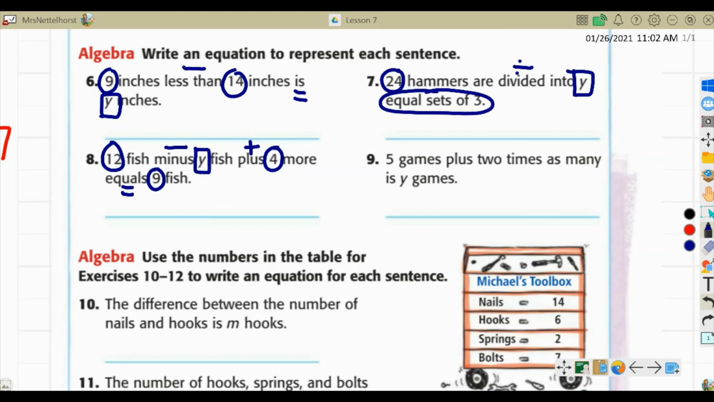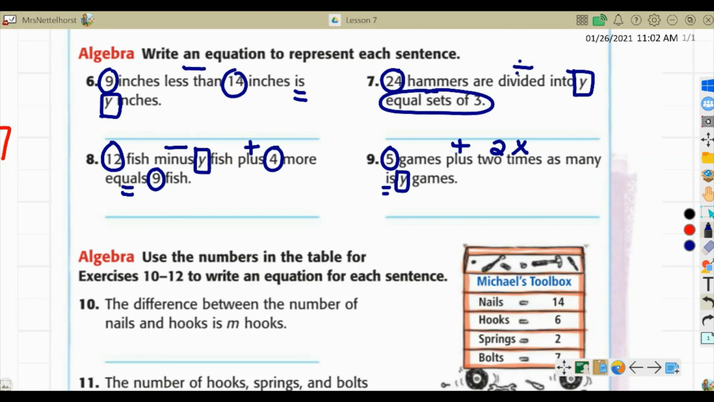Boom, write that out. Okay, 5 games plus 2 times as many is y games. So I have my number. I have plus, I see 2 times, 2 times as many is y. Remember that is means equal. Okay, let's go on to the next one.